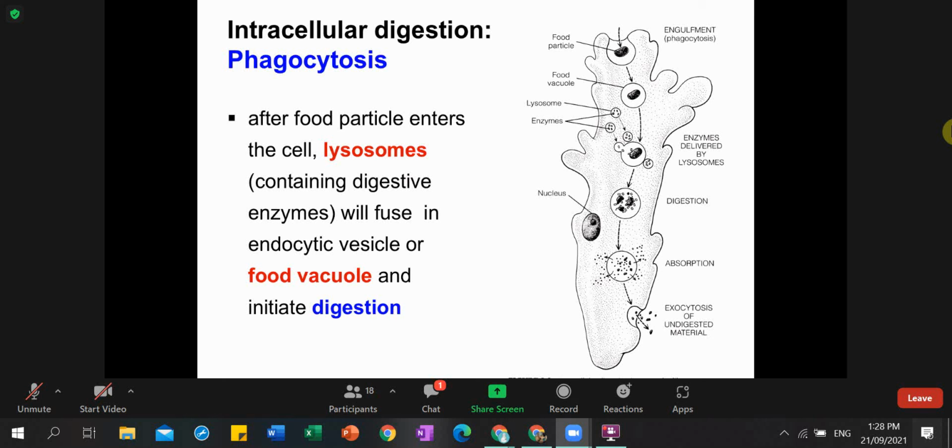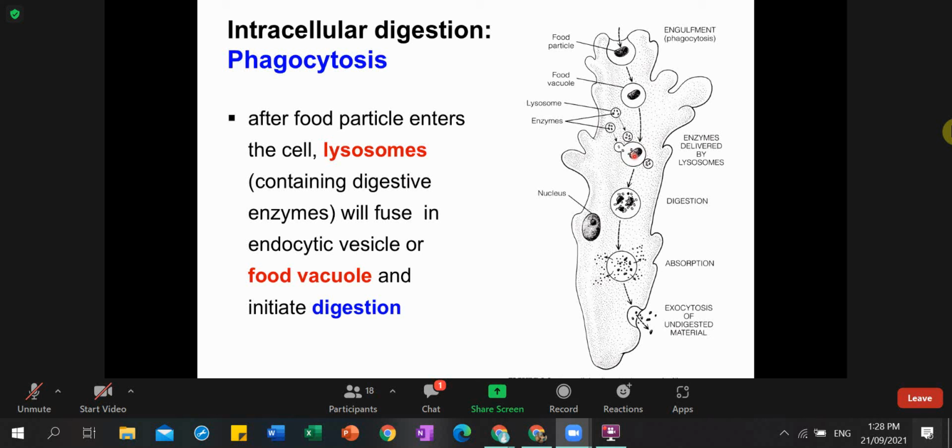You know what I mean? If these enzymes are released into the cytoplasm, the cell will die. So they have to be contained in a structure that we call lysosomes. And then the lysosome will fuse with the food vacuole, so they release digestive enzymes into the food vacuole.